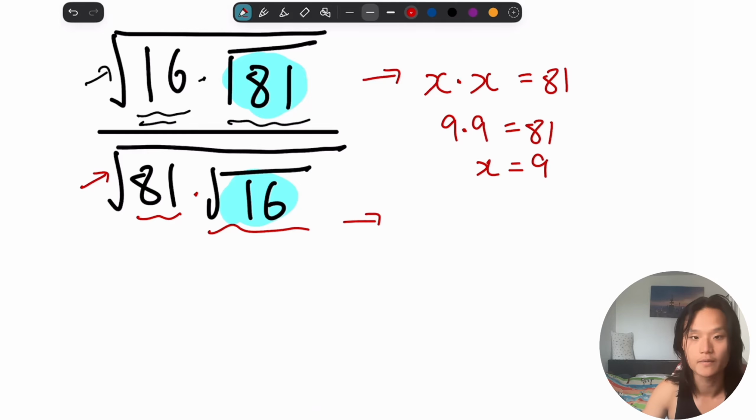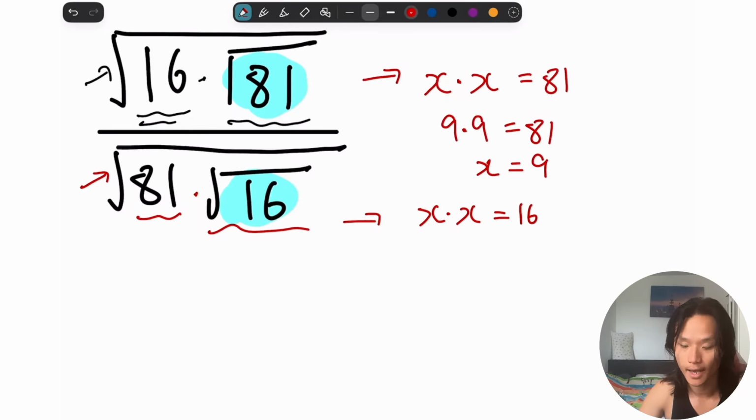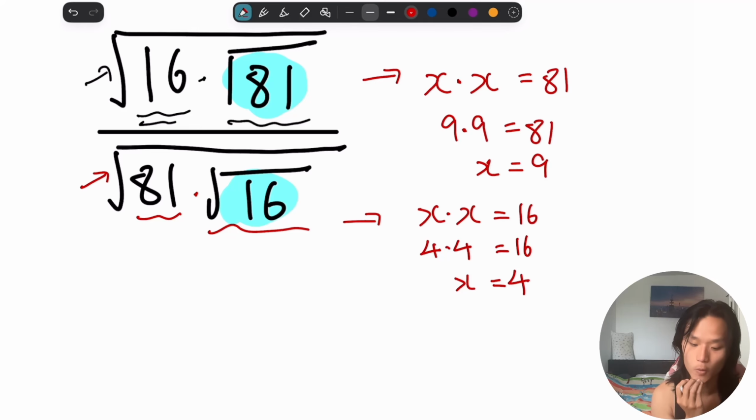And we do the same for 16. So x times x equals 16. And we should know that 4 times 4 is 16. So x is just the number 4.